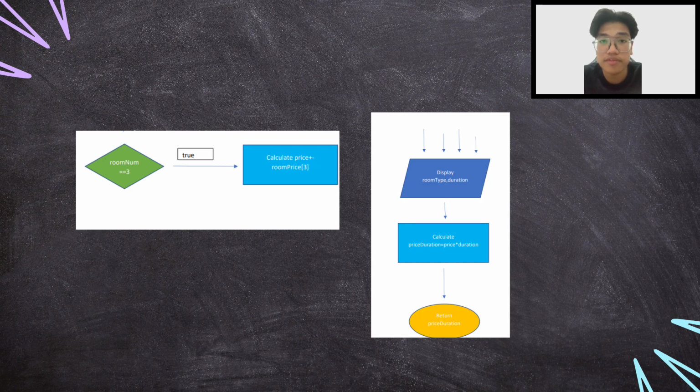After we enter all the information, it will display the room type and also the duration. After that, it will run and calculate the price duration, which is equal to price multiplied by duration. And the last one, it will return the price duration for the calculation.